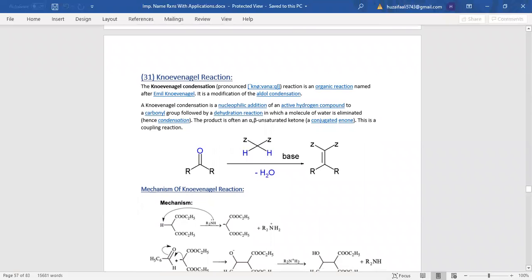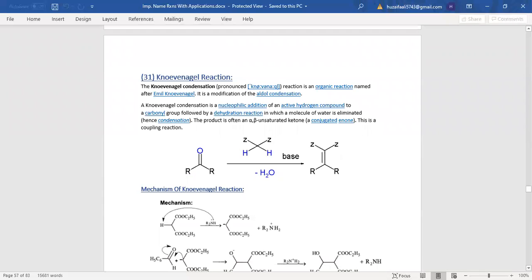Knoevenagel reaction. The Knoevenagel condensation reaction is an organic reaction named after Emil Knoevenagel. It is a modification of the aldol condensation.